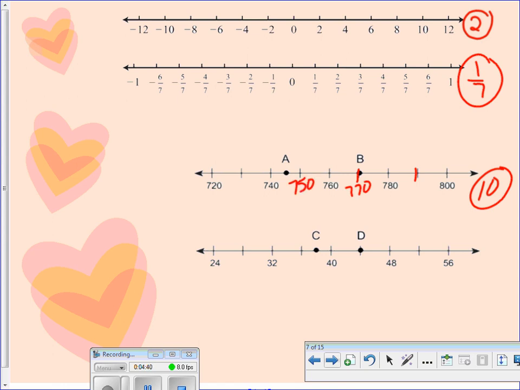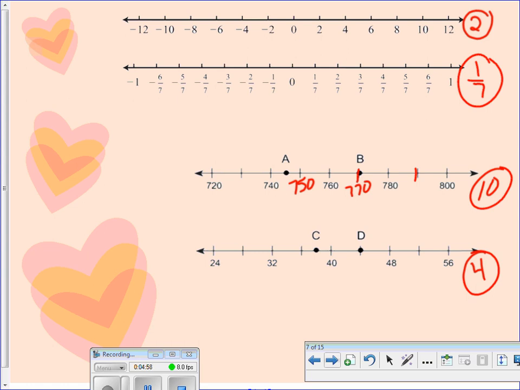But remember, our interval goes by the tick marks. So what about this last one on the bottom? What does each tick mark represent? What's our interval? 4. Very good. Sorry, I turned my head and couldn't hear you. Okay. So we have choices.